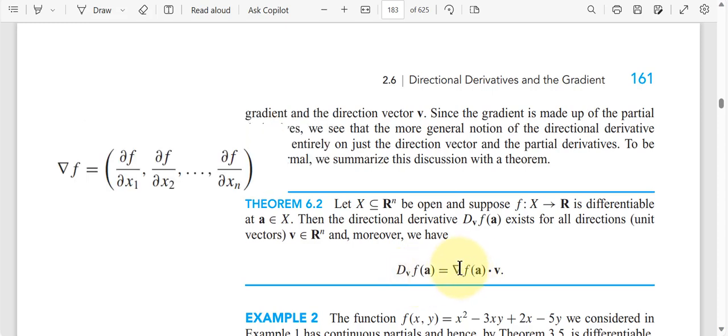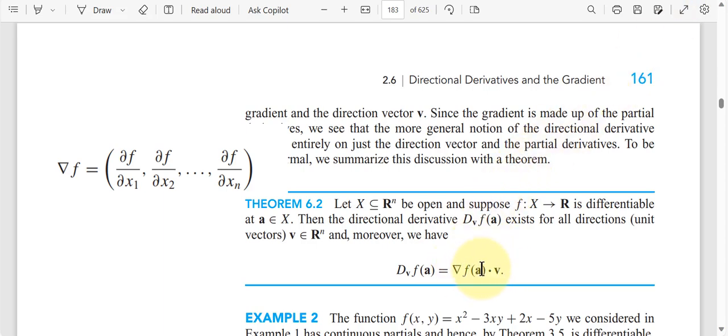Remember what this is. It's the partial in the x direction, comma, the partial in the y direction, if we're only talking about x and y as the input variables. If we're talking about more input variables, then it's going to be a longer string. Remember, this is actually a vector itself. And then you take that and you dot it with v.